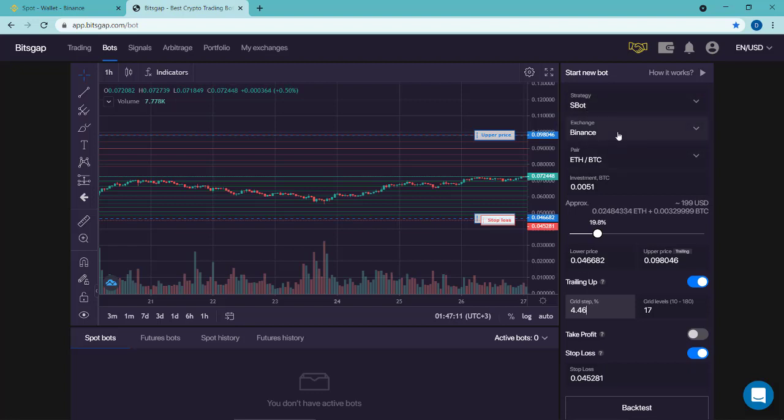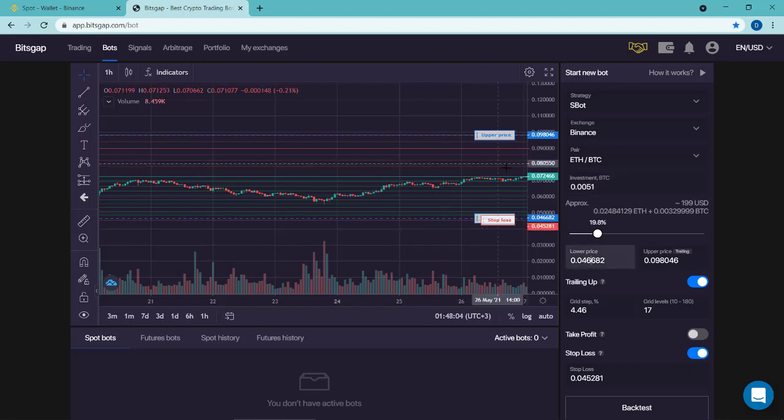The exchange, so it's possible to have a few different exchanges connected to the Bitsgap trading platform. At the moment, I've only got one, so I connect it to Binance. The trading pair, as I mentioned, I want to increase the amount of Bitcoin that I've got, so that's the second pair. And the first one is the cryptocurrency that I think is a strong cryptocurrency that's going up in value, and so in this case I chose Ethereum. And for the investment amount, I've chosen here $200.